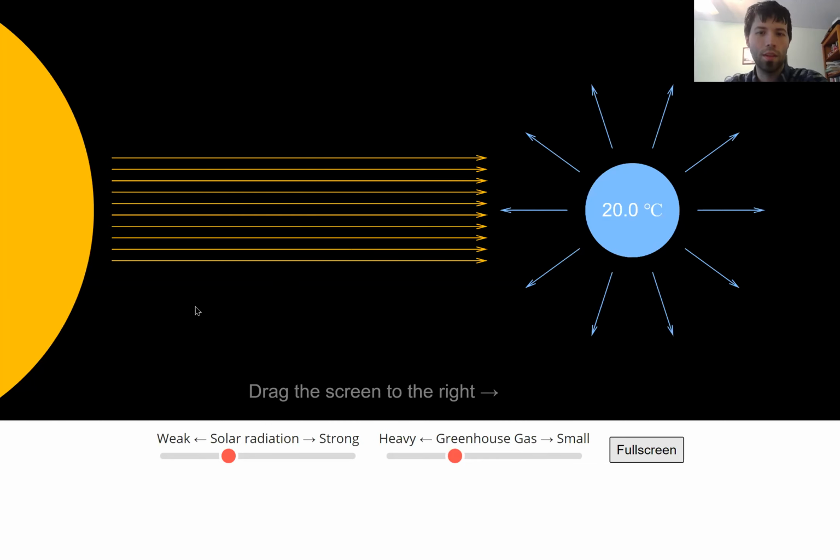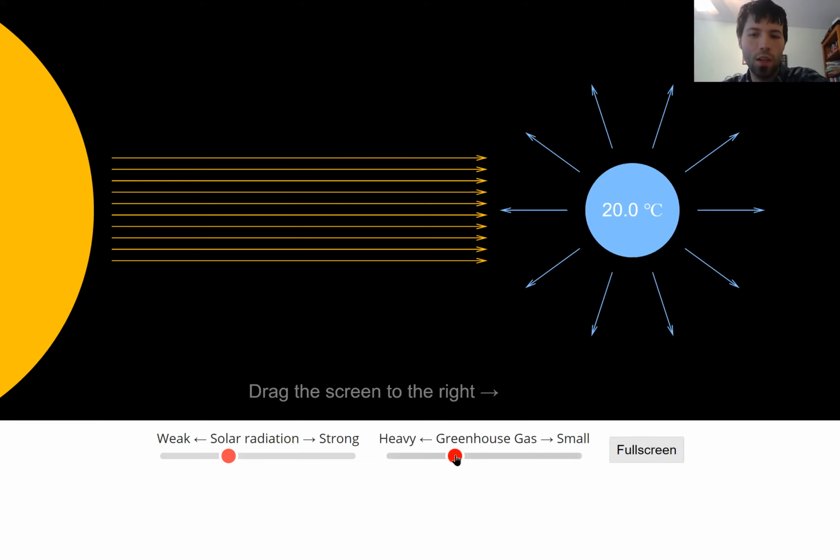So here's another simulation. Here's the sun and here's the earth. We'll talk a lot more about the diagram we're looking at when we talk about astronomy. But anyway, you can see the sunlight coming towards the earth, and there's two little bars that let me control either weak or strong solar radiation and heavy or small greenhouse gases. So right now, the Earth is at a steady 20 degrees Celsius. That's just saying the average temperature of the Earth is 20 degrees Celsius, or 68 degrees Fahrenheit.